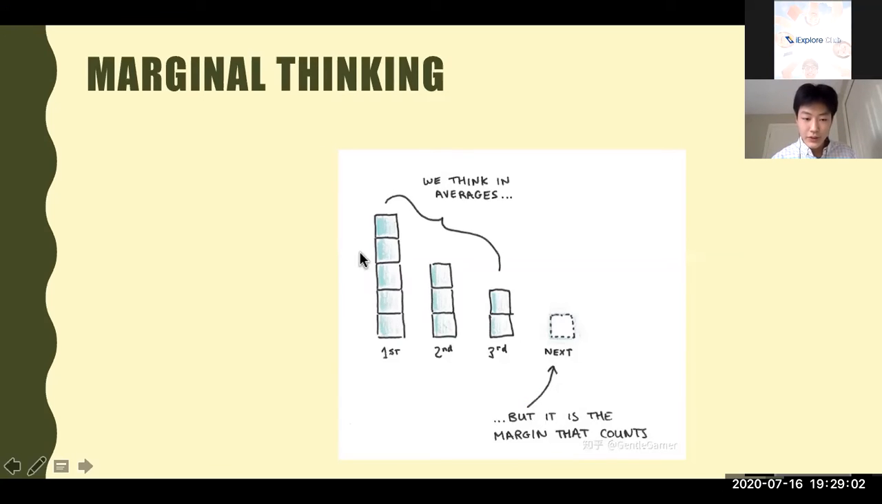Now moving on to marginal thinking. So for instance, you can see this as selling shoes. So if you're a shoe seller and you're selling shoes, on the first day, you sold 5 shoes, so you drew 5 boxes on the graph. And on the second day, you have sold 3 shoes, which is less. And then on the third day, you only sold 2 shoes.